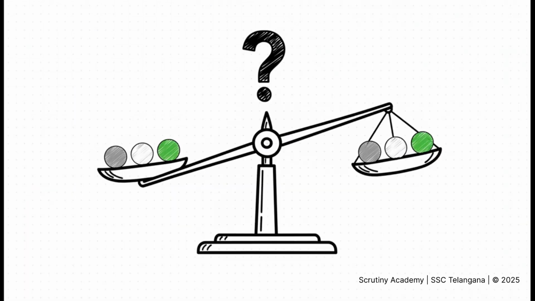But hold on a second. There's a problem here. Just because it's a skeleton equation doesn't mean it's right. Take this one, for example. Zinc plus hydrochloric acid yields zinc chloride plus hydrogen gas.